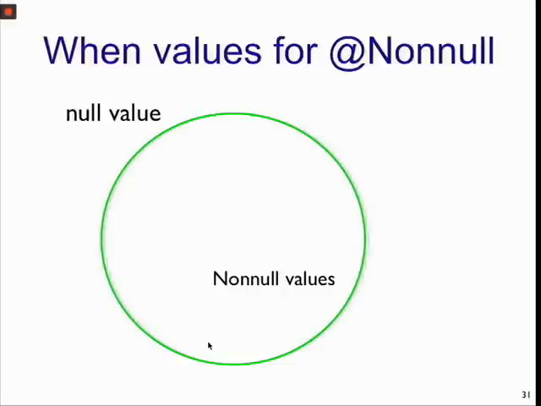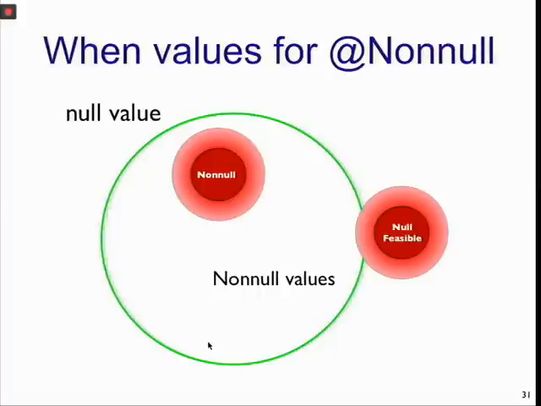OK. So for non-null, we separate the universe into the non-null values and the one null value. So non-null is inside. Null feasible. Could be both, but we definitely know that a null value is possible here. And unknown nullness says we don't really know. We know nothing definitely about whether or not it's in one or the other.